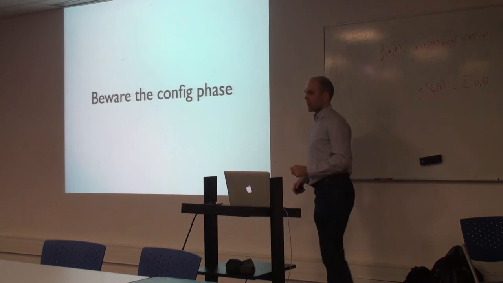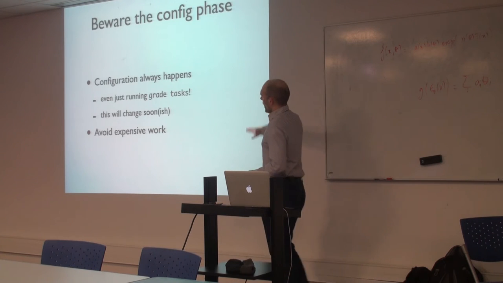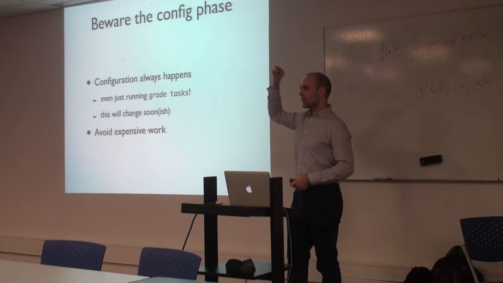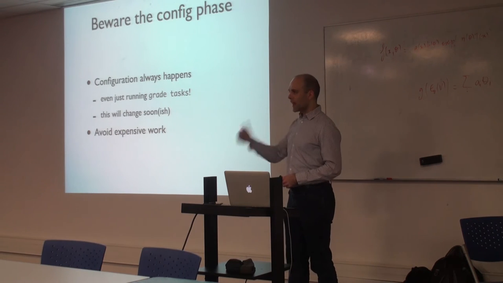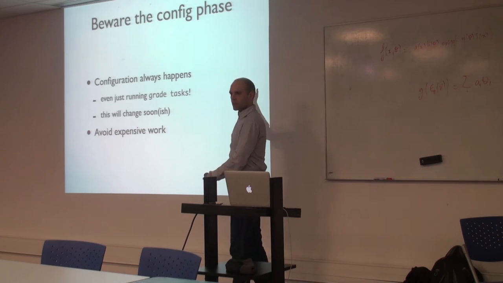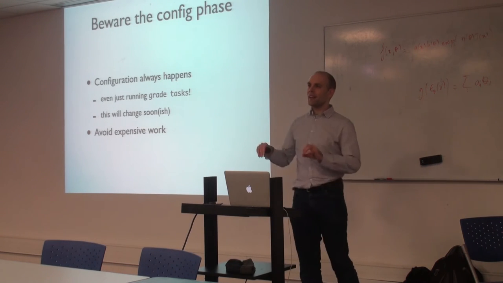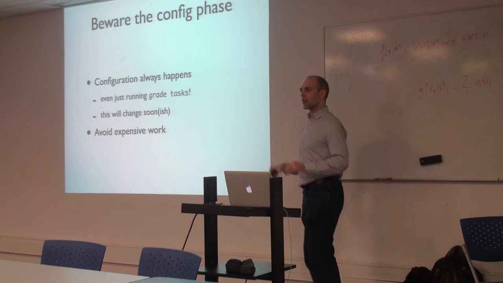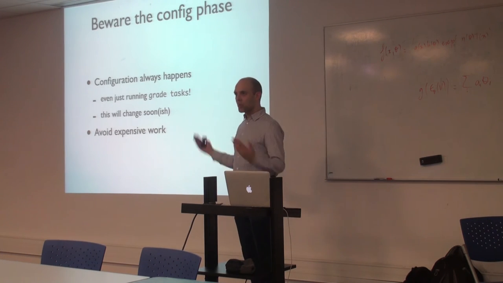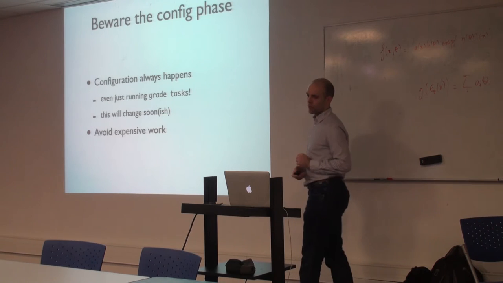Okay, so, advice. First thing, beware of this configuration phase. Because at the moment, it always happens. Everything that you write that goes into configuration will execute. It doesn't matter whether the corresponding task is in the task execution order or not. Doesn't matter. Always executes. So if you have any expensive configuration, every task is going to be slow to run. Even running Gradle tasks to list what you can run will be slow because that uses the configuration phase. So currently avoid expensive work if you can.